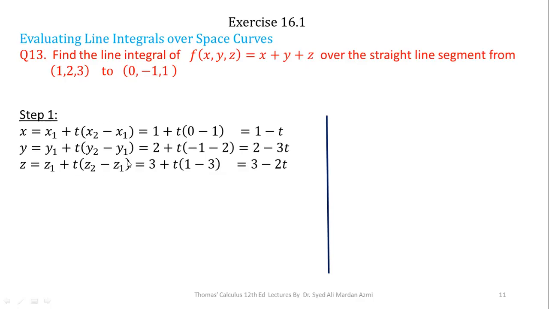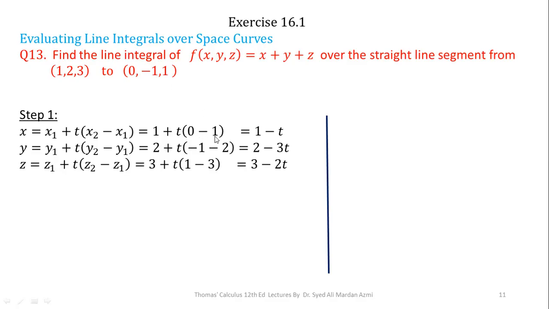Now, in this formula, our starting point is 1, 2, 3. As I have stated earlier in the beginning of this lecture, the values of x1, y1 and z1 are our starting point. So I have replaced x1, y1, z1 with 1, 2, 3, and the values of x2, y2 and z2 are the ending point coefficients. So the value of x2 is 0, the value of y2 is minus 1, and the value of z2 is 1.